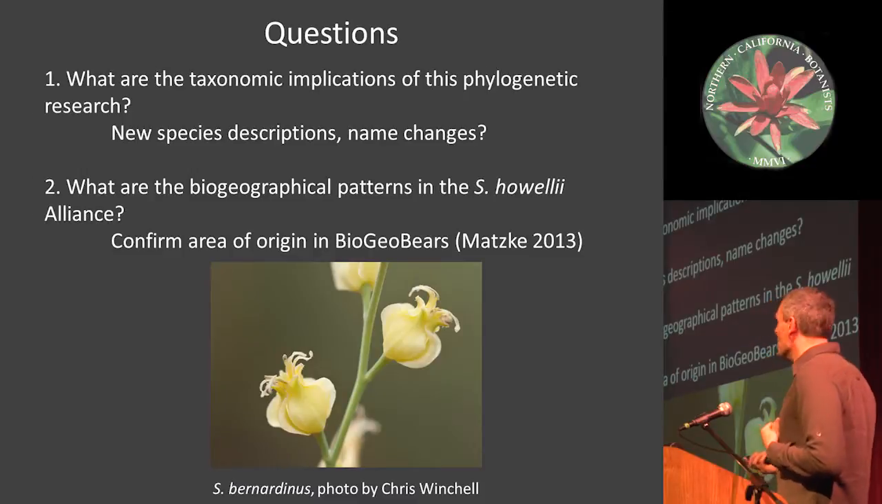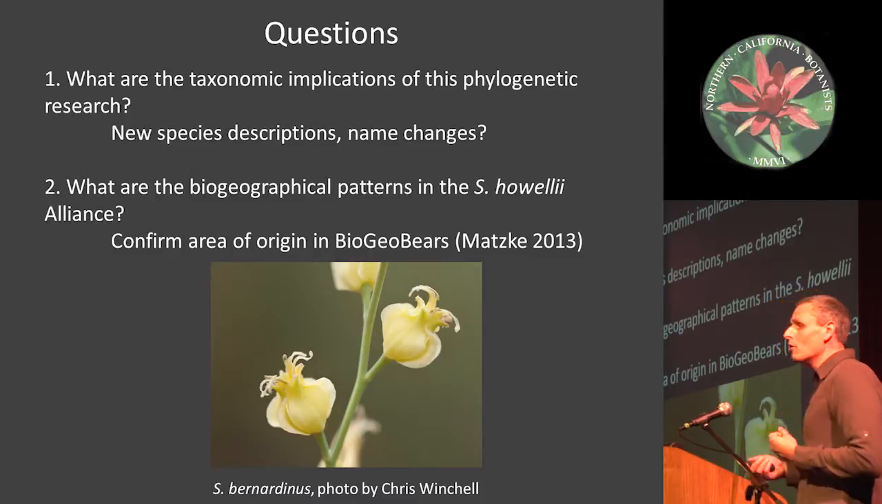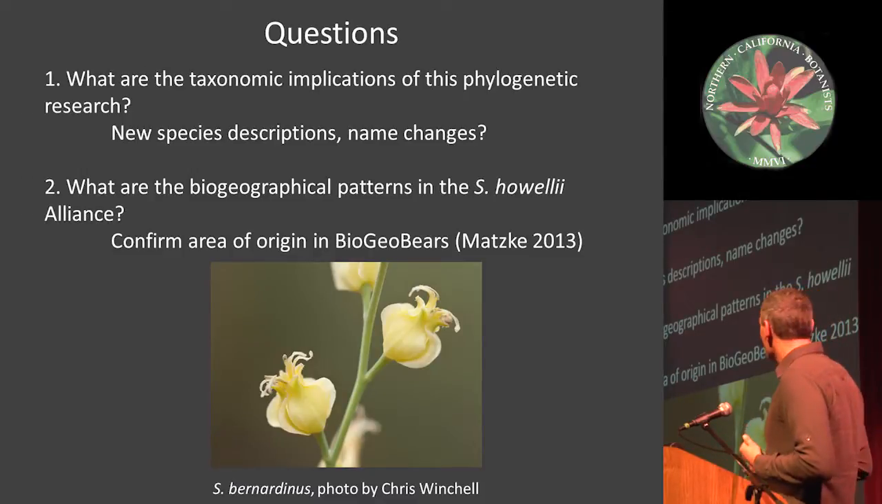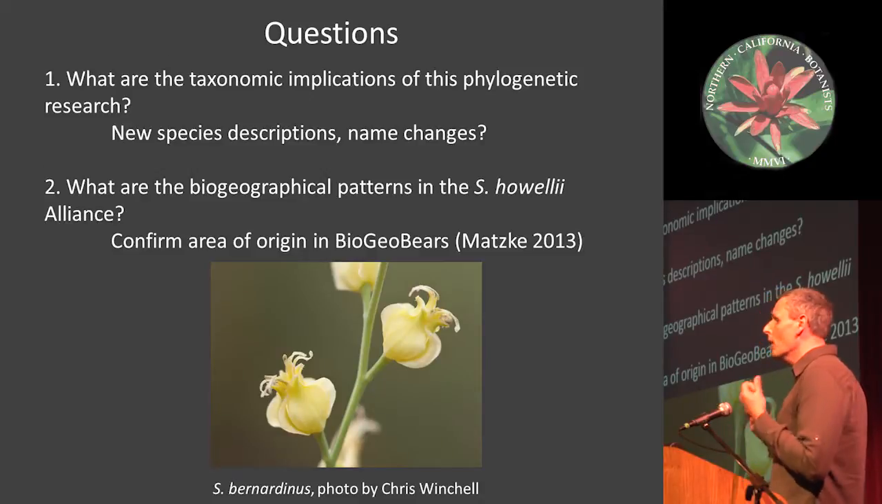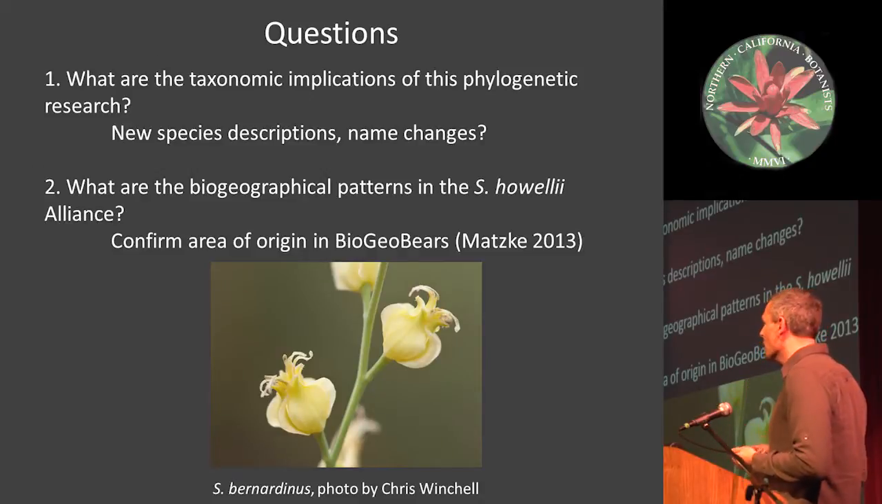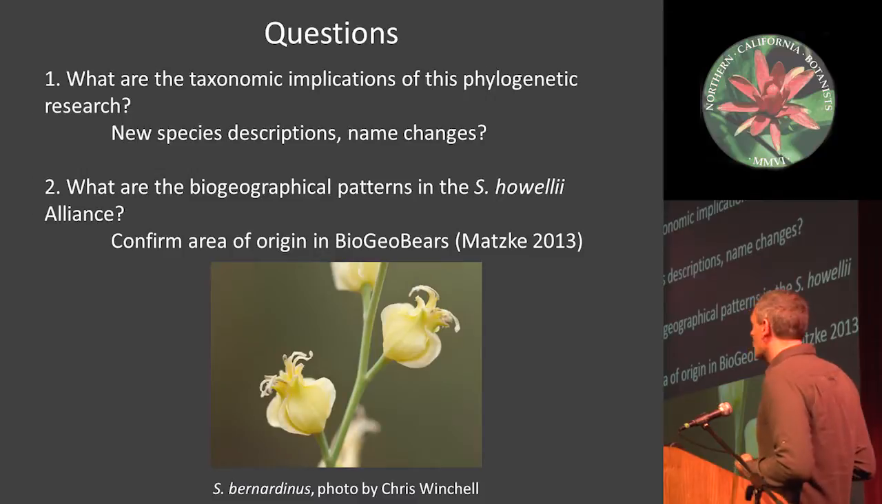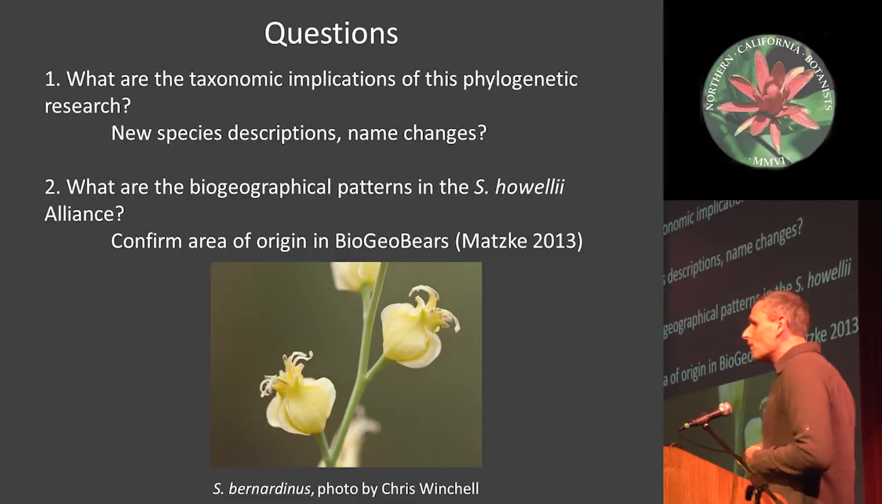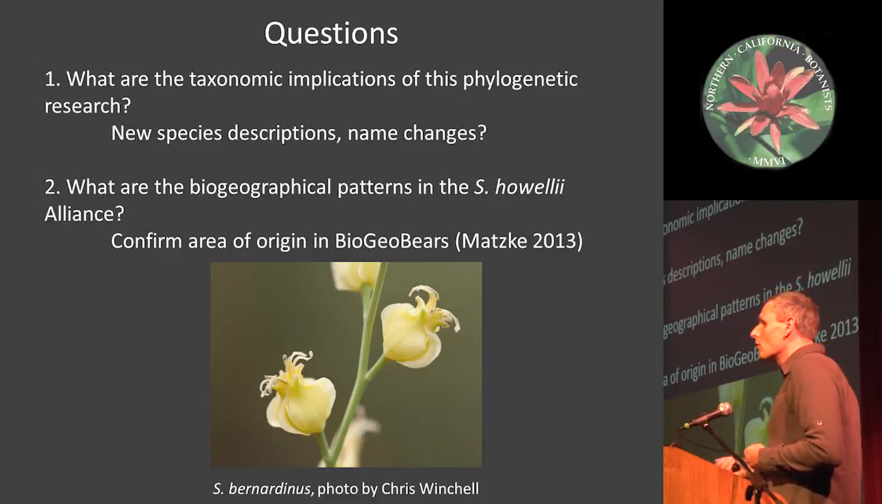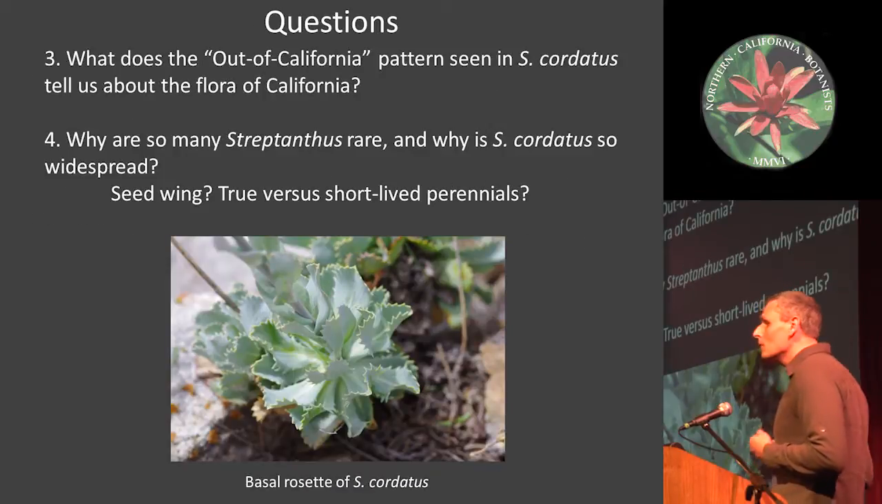And it raises questions, some of which could be taxonomic in nature, so figuring out what's going on and confirming the circumscription of already described species, maybe describing a new species on Tejon Ranch. The next thing is confirming, using statistical models, the area of origin of these species. And once we do that, we can ask what I think are super interesting questions.